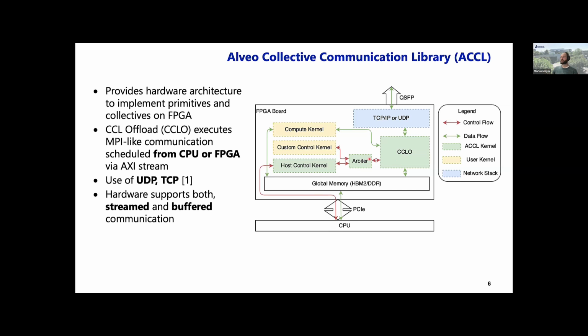Another way to actually use ACCL is to implement your custom control kernel that connects to the same interface. And with this custom control kernel, one can basically implement whole communication patterns directly on the FPGA. And the advantage of that is that we only have to call the compute kernel once and do all the communication, instead of calling it for every communication task that we want to do. We will see later how this actually affects the performance.